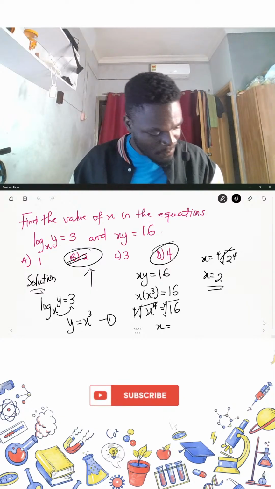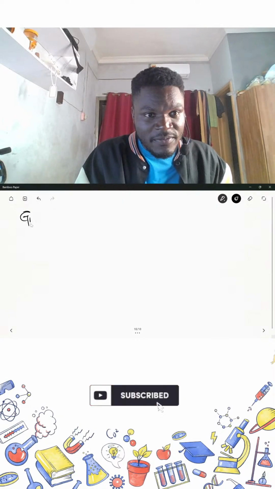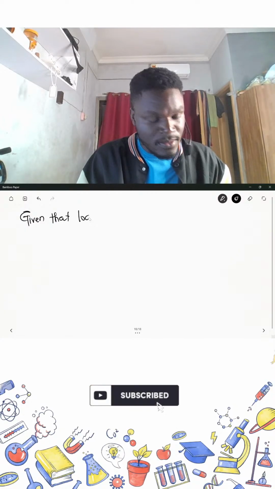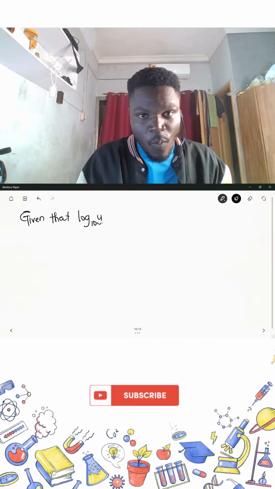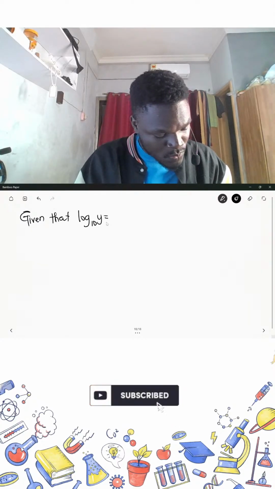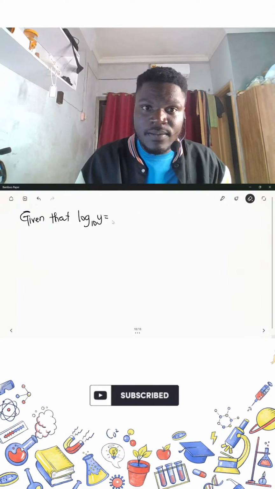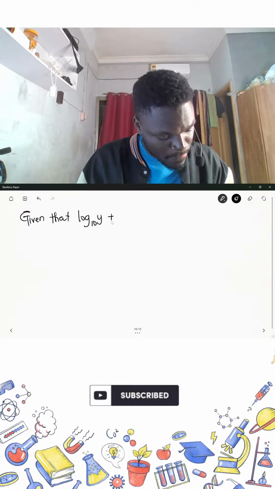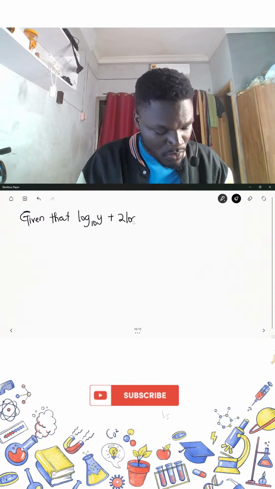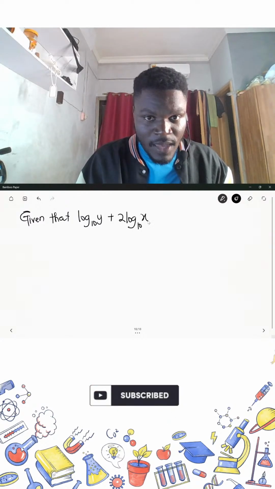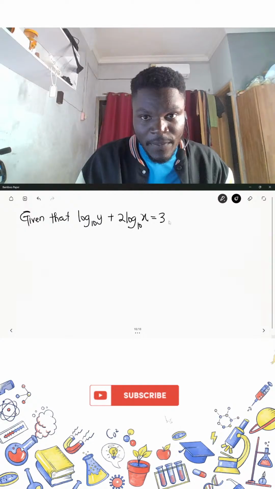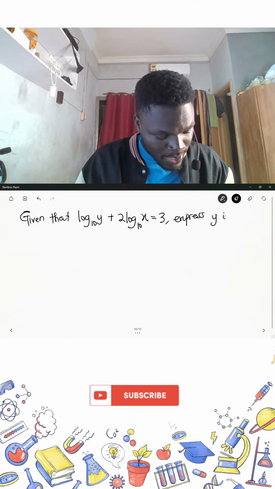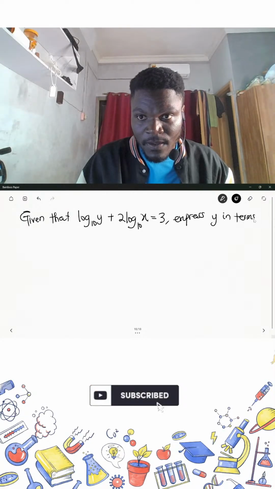Okay. So here we have, given that log base 10 y is equal to log base 10 y plus 2 log base 10 x is equal to 3. You are to express y in terms of x.